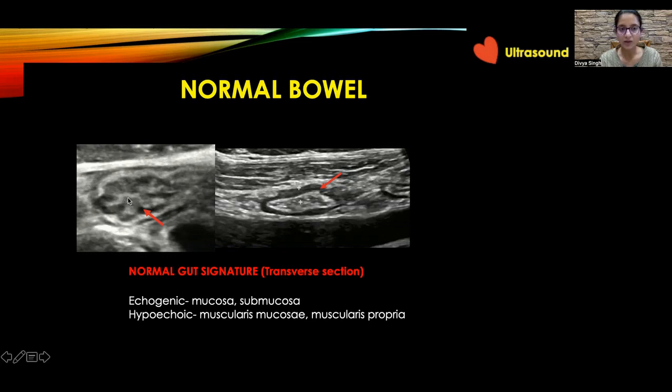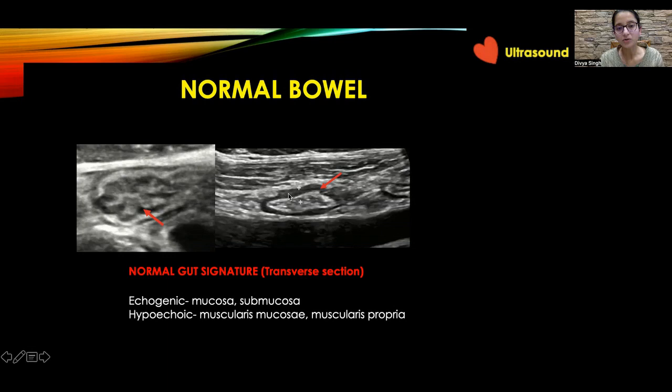Now, the echogenic layers that we see are the mucosa and the submucosa, whereas the hypoechoic layers in the bowel wall comprise the muscle, the inner layer being the muscularis mucosa and the outer layer being the muscularis propria. Now, in this case, again, this is the bowel loop, but it is partially distended due to the presence of fluid and some food debris. And in this case, we can still appreciate this hypoechoic muscular layer.